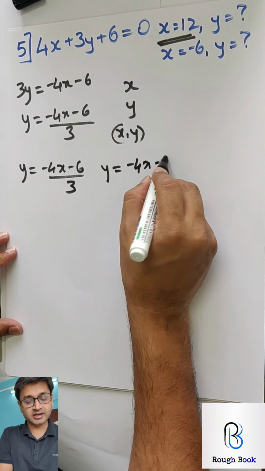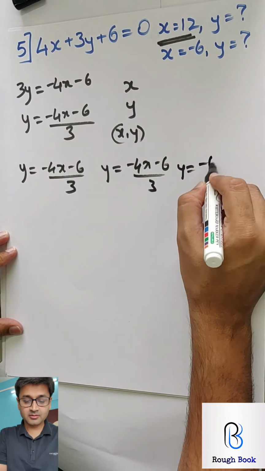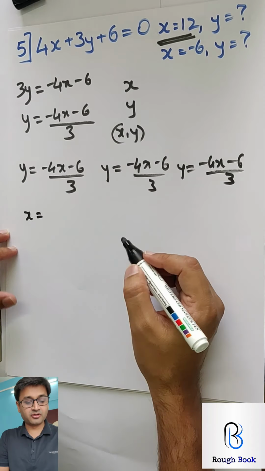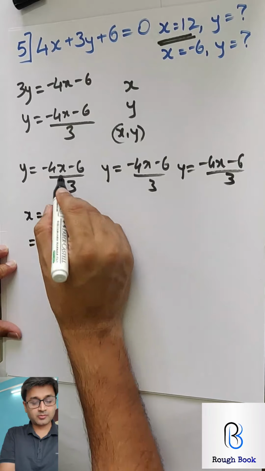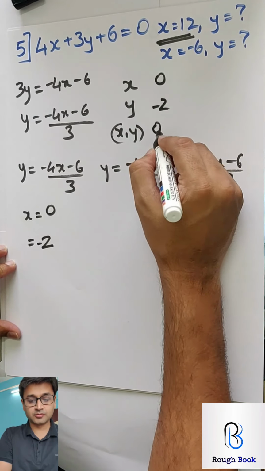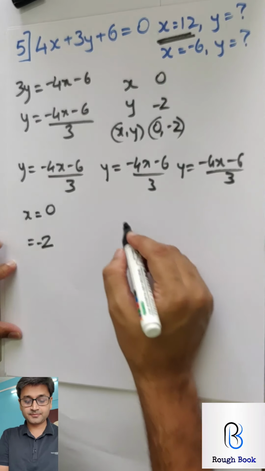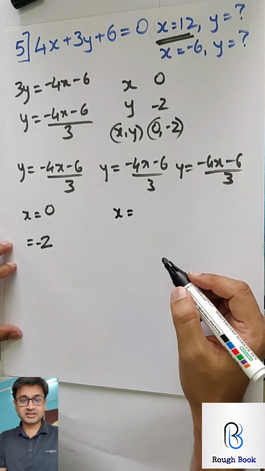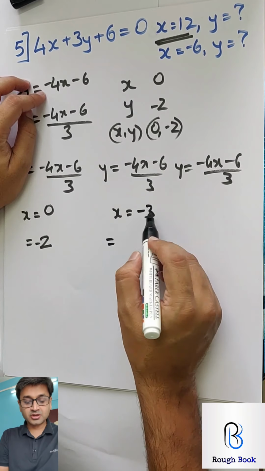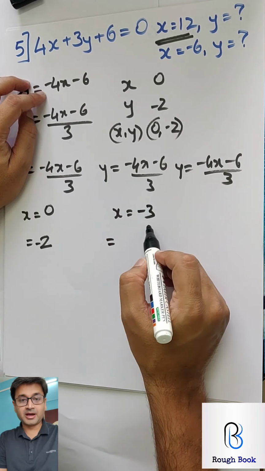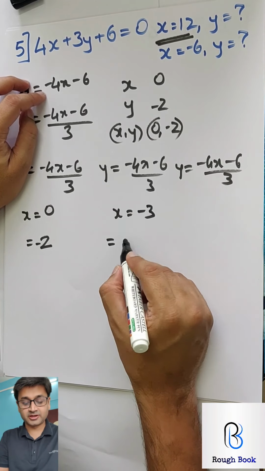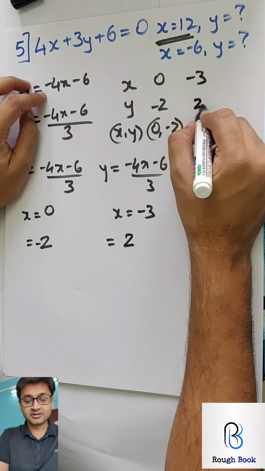Same way, y is equal to minus 4x minus 6 by 3. So assuming the value of x as 0, minus 6 by 3 will give me minus 2. So 0, minus 2 becomes my first point. What else can I assume? Can I assume minus 3? If I take minus 3, minus 4 into minus 3 will be plus 12. Plus 12 minus 6 is plus 6. Plus 6 by 3 is 2. So minus 3, 2.